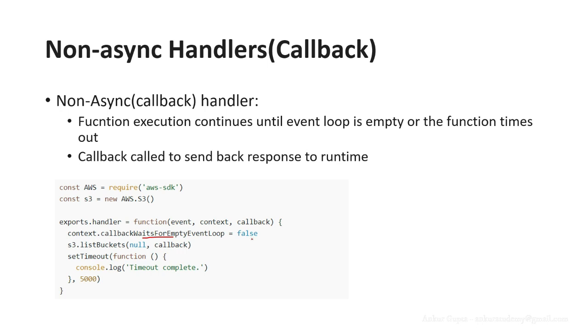Now by default this value is true, and if this value is true, then your function will wait till your event loop is empty. For example, in this case, if this value is true, here we are getting a list of buckets using the S3 client and then immediately calling the callback. But our function is still busy for another 5 seconds for this timeout method to complete. So even though we have the list of buckets ready here, the callback will not send the response back until the next 5 seconds are complete.